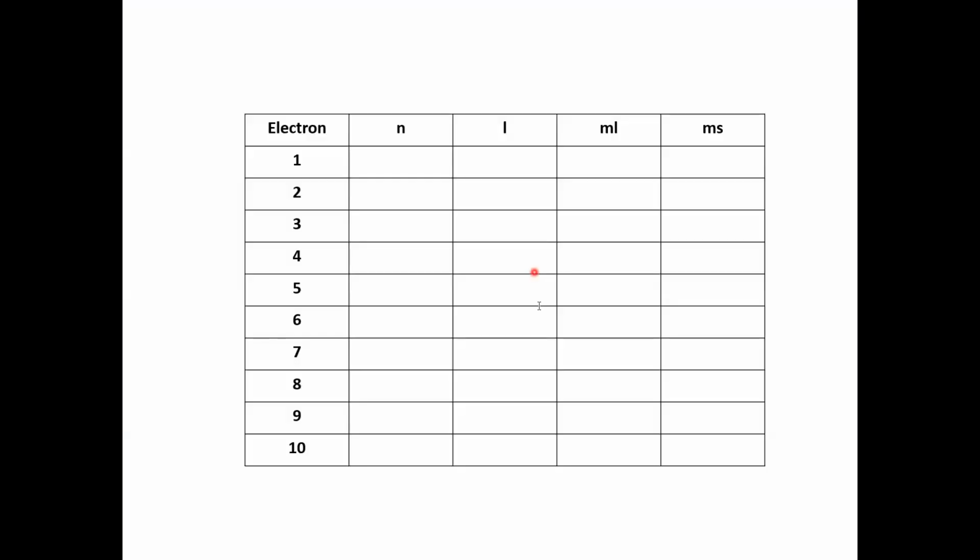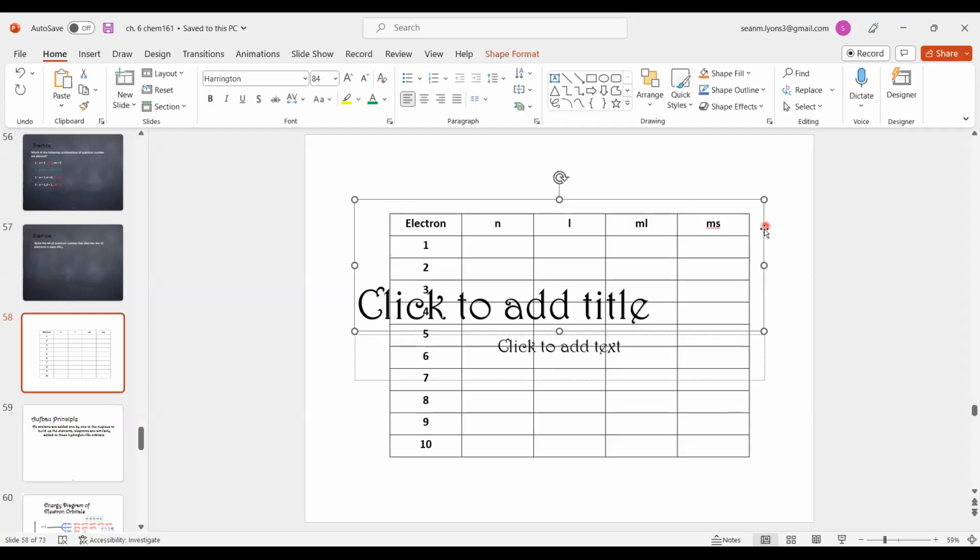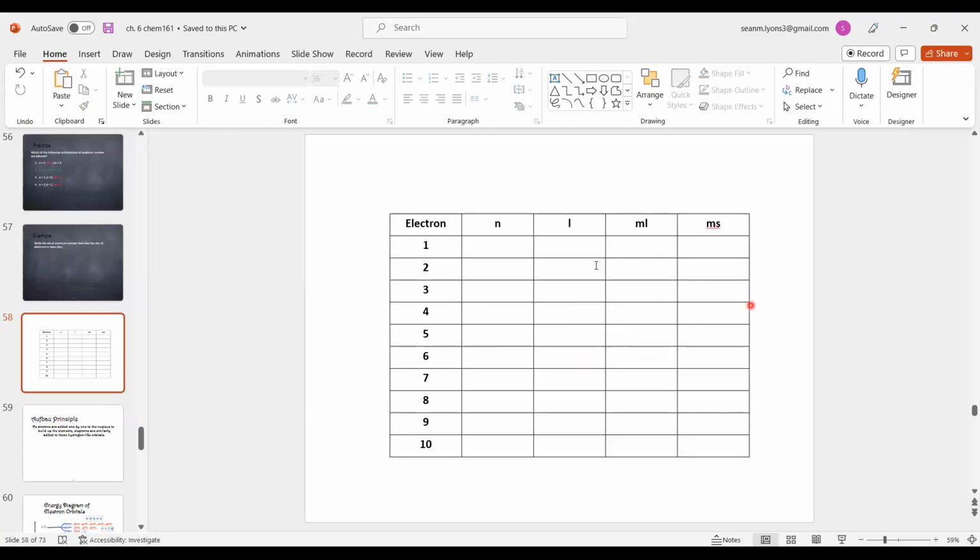So if you want to go through this on your own, definitely feel free to pause the video and do that. But I'm just going to start going through them. And again, we're going to have 10 electrons in total. So that's why I just got that filled in here. And then with these, we just have the four different sets of quantum numbers.